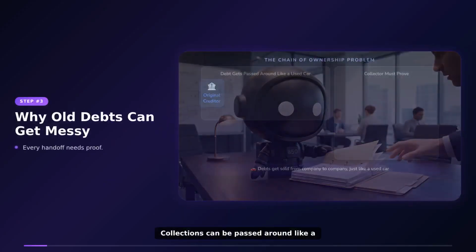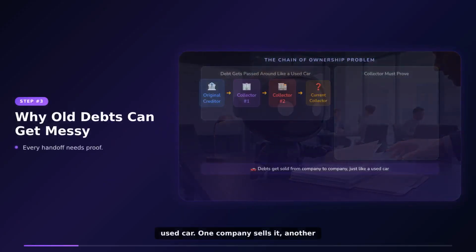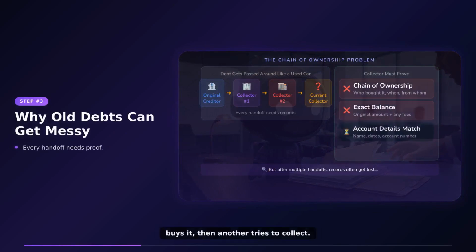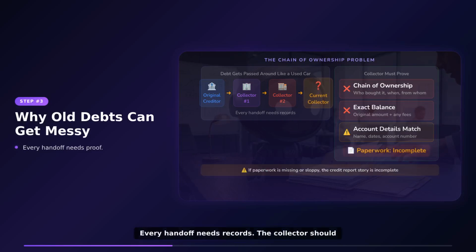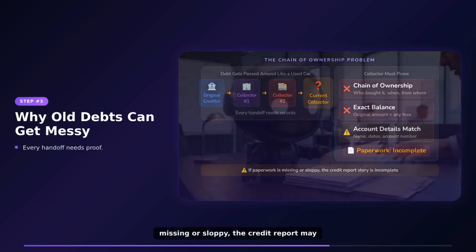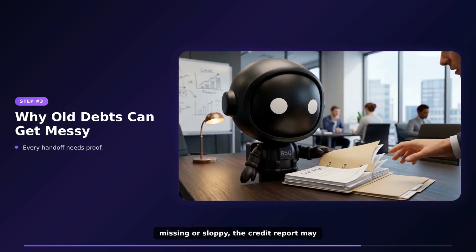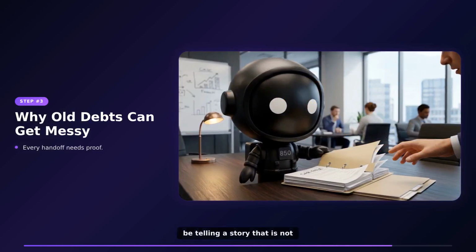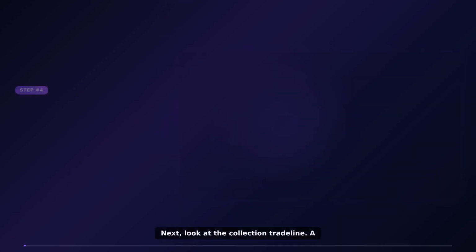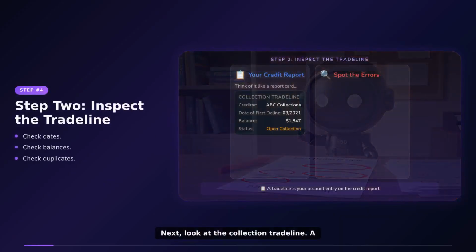Collections can be passed around like a used car. One company sells it, another buys it, then another tries to collect. Every handoff needs records. The collector should be able to show the chain of ownership, the exact balance, and account details that match you. If the paperwork is missing or sloppy, the credit report may be telling a story that is not complete.